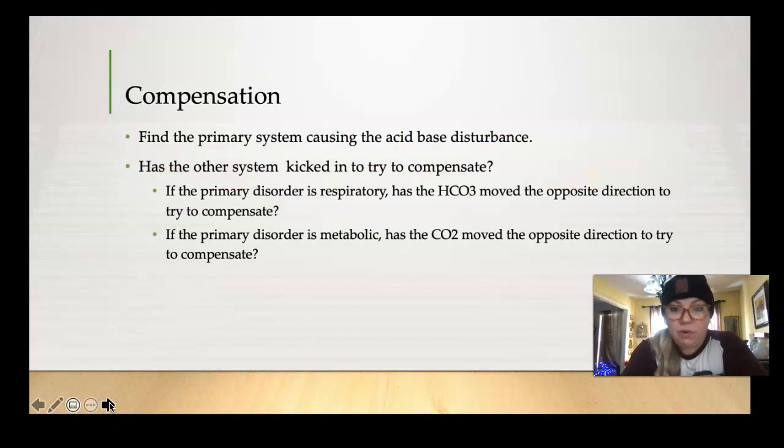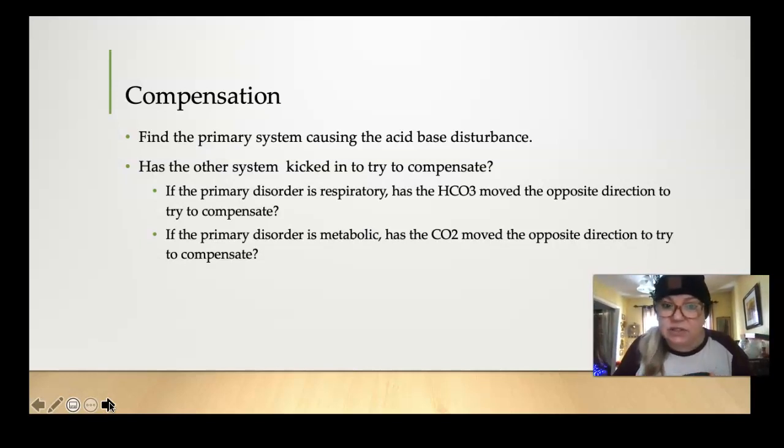Now, remember I talked about compensation again. It's find the primary system causing the acid-base disturbance, which is what we just did. We looked at the columns and said, what's in this column? Where is it leaning? And that's where we find that disturbance. Has the other system tried to kick in to compensate? And what does that mean? Is the other system still normal? If it's still normal, then it's done nothing to try to help with this acid-base balance. If it's not normal, that means that it is working or trying to adjust or take care of the imbalance.